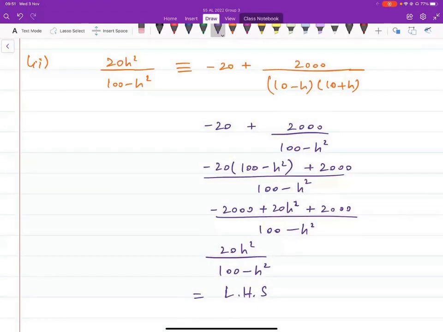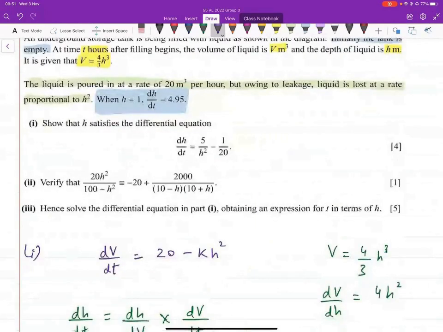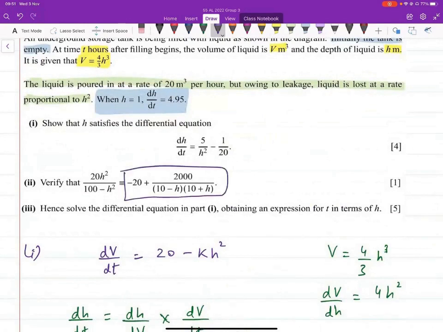We find the LCM of the right side. Now we have to solve the differential equation in part 1. So using what we are given in the earlier part, it says hence solve the differential equation. That means we might use this result from the second part somehow here. Solve this differential equation, obtaining an expression for t in terms of h.